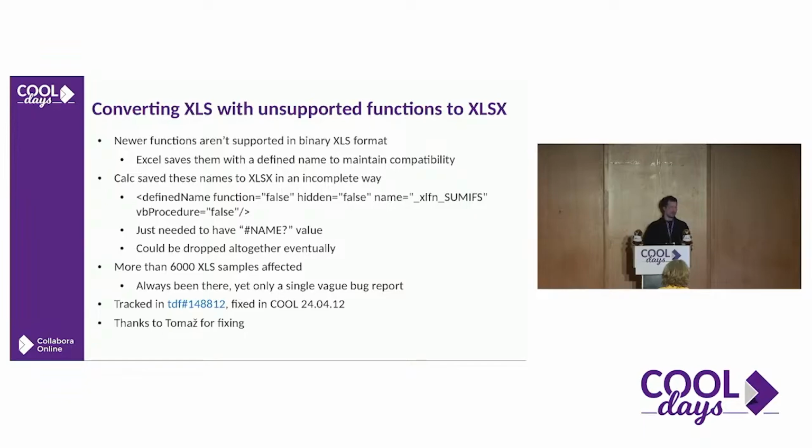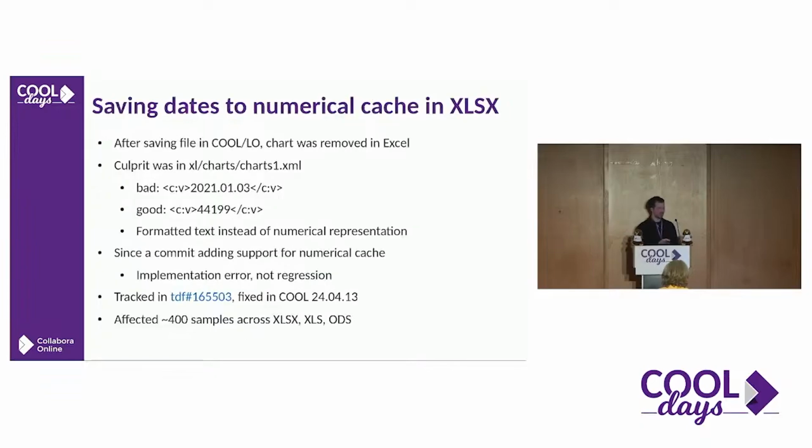But maybe eventually we could think about dropping these names altogether, because it's probably not needed, but now it doesn't cause a problem anymore. And more than 2,000 sample files were affected by this change. This is not a regression. It has been there since the beginning, and it hasn't really been reported, so it seems like it hasn't plagued users. And that was just one very vague bug report. This got fixed in 24.4.12, thanks to Tomáš for fixing this bug.